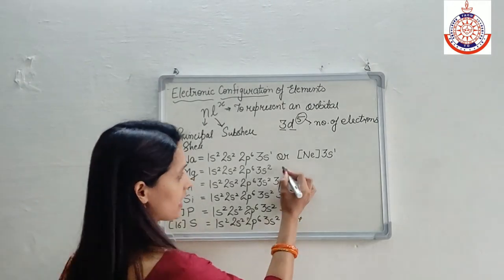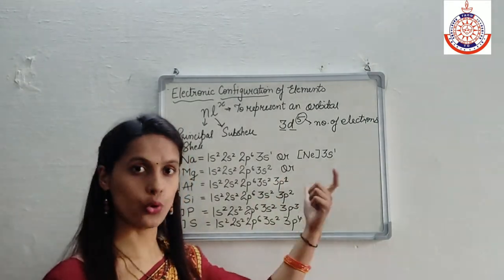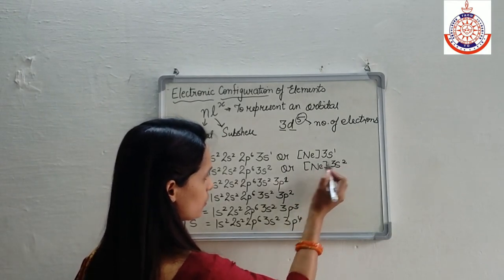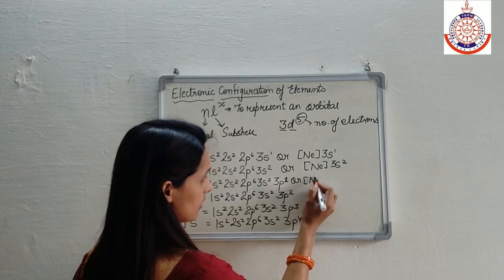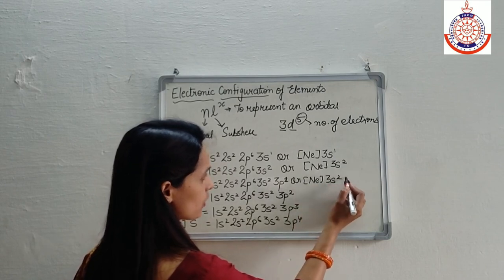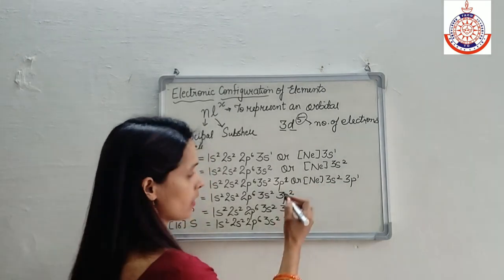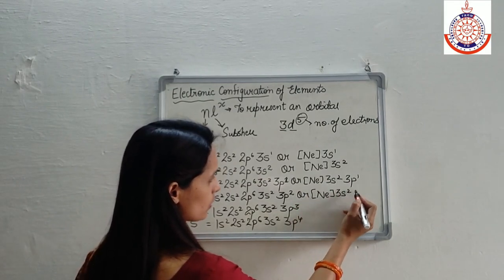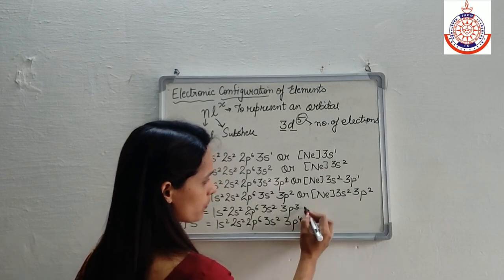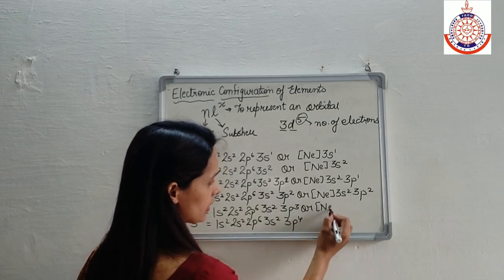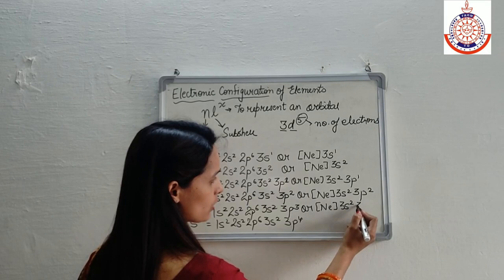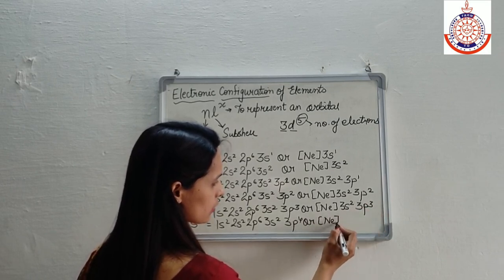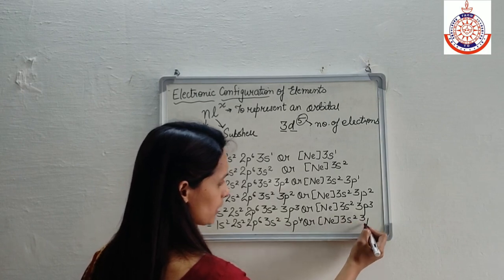Or we can also write in terms of noble gases. Neon 3s2, neon 3s2 3p1, neon 3s2 3p2, neon 3s2 3p3, neon 3s2 3p4.